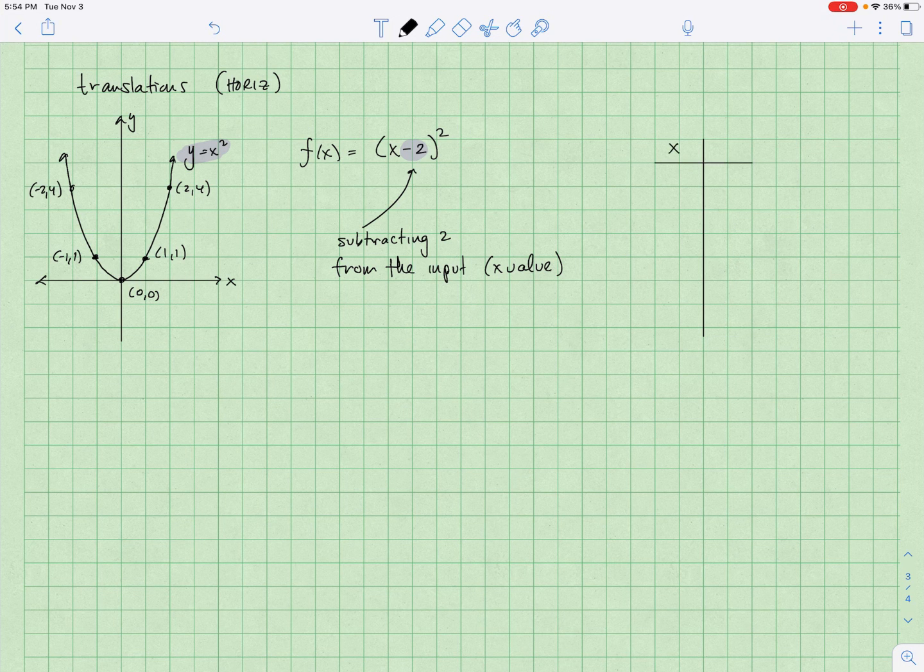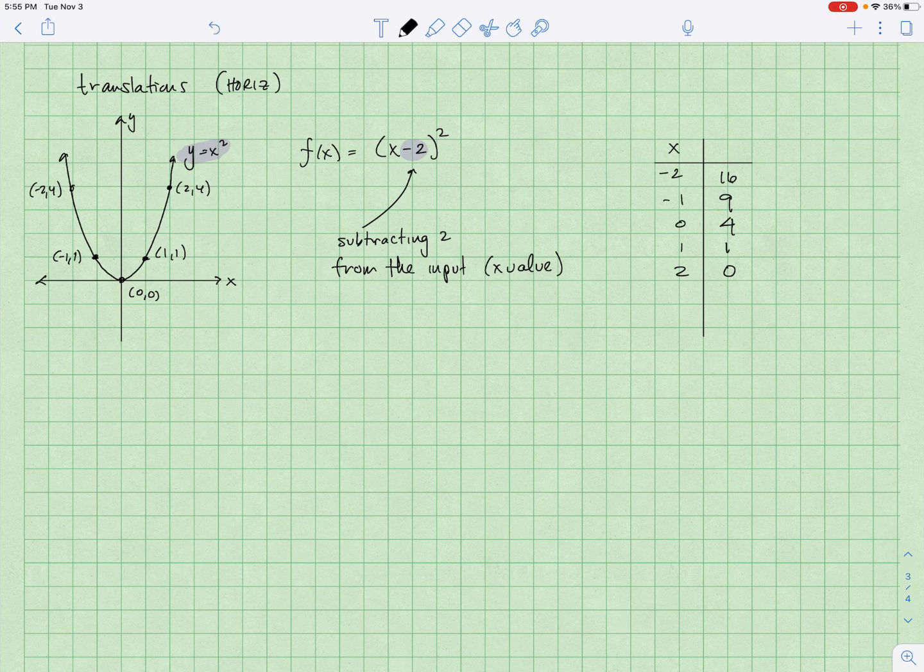So we'll use those same x values, negative 2, negative 1, 0, 1, and 2. And now when I plug in negative 2 here, and I subtract 2 more, I'm going to get negative 4. And negative 4 squared is 16. When I plug in negative 1, I'm going to get negative 3 squared. That's going to be 9. When I plug in 0, I'll get negative 2 squared. That's 4. When I plug in 1, I'll get negative 1 squared. That's 1. And when I plug in 2, I'll actually get 0.